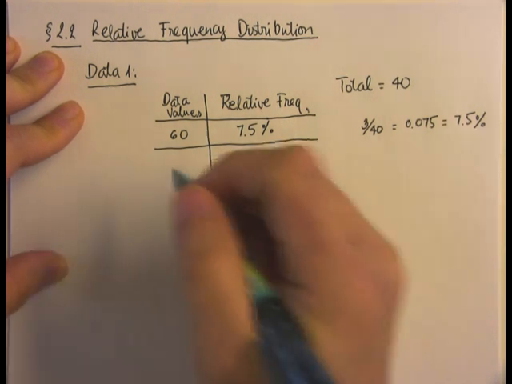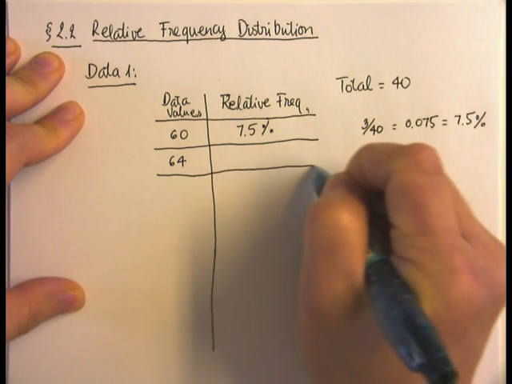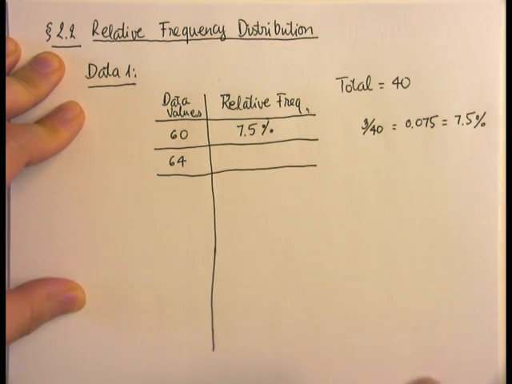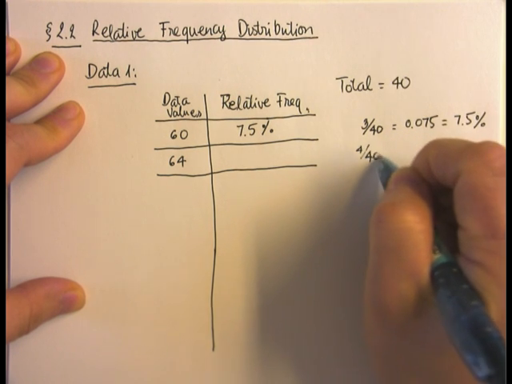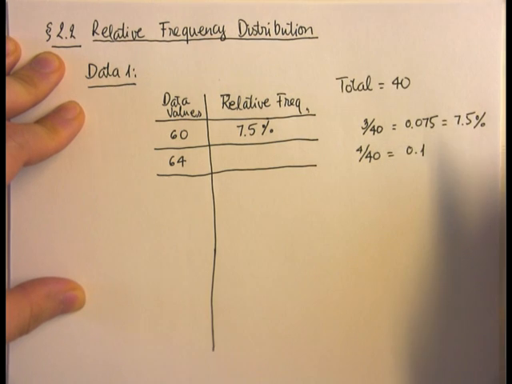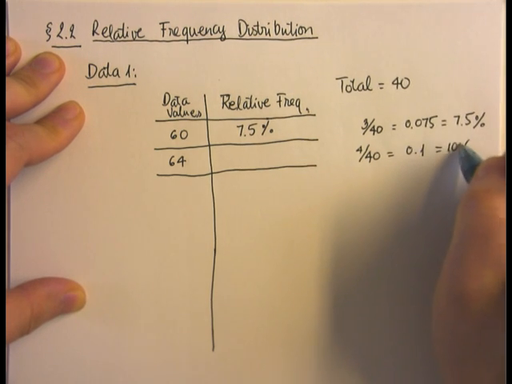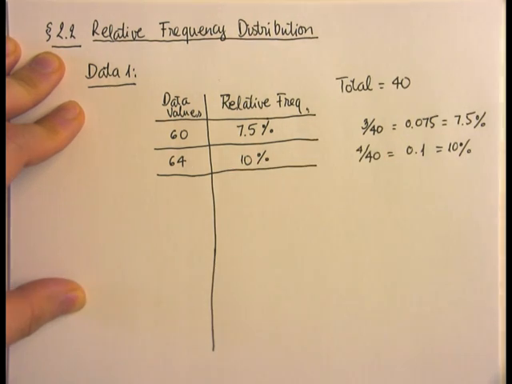As soon as you get the idea, the rest of the table can be filled out easily. For 64, there are 4 64s, so you do 4 over 40, and it's going to be 0.1, or in other words, 10%. So now you fill it in to your relative frequency column.